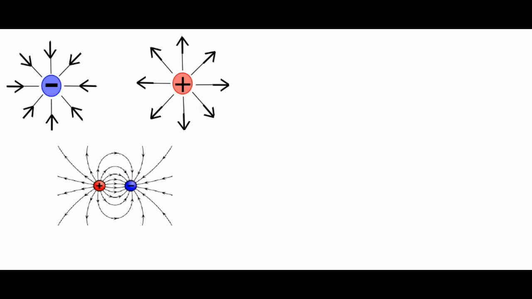Now, if the field lines are more dense, then the field is stronger. And if the field lines are more spread out, then they're not going to be quite as strong. So when it's closer to the particle, you can see that the lines are a little bit closer to each other, which means the electric field is going to be a little stronger. And then as you get farther out, you can see that the spacing between these electric field lines is greater, the density is less. That means the electric field is weaker.